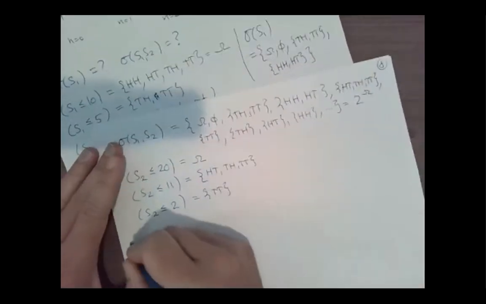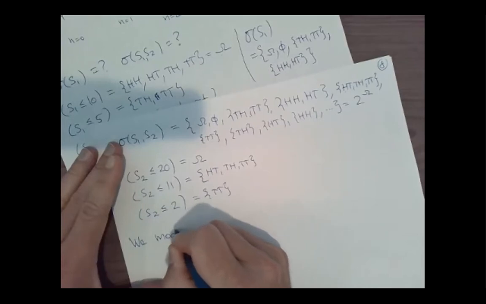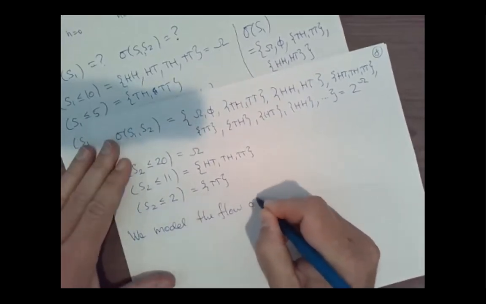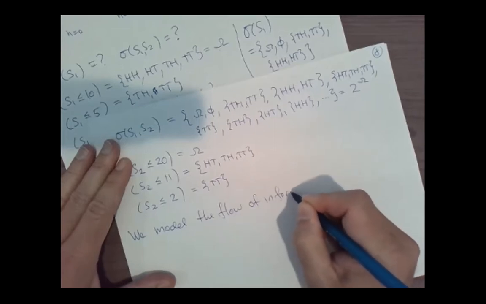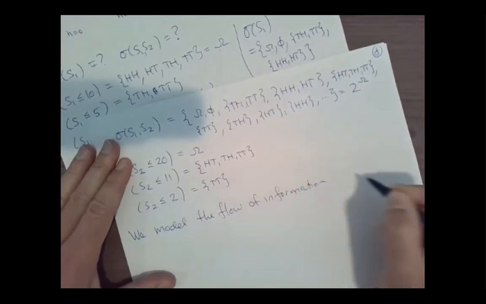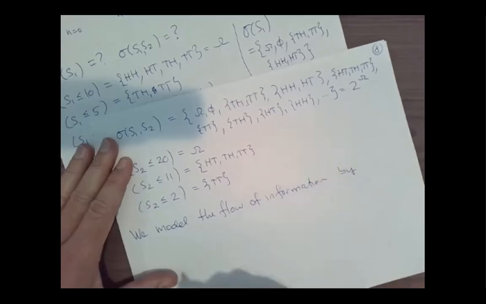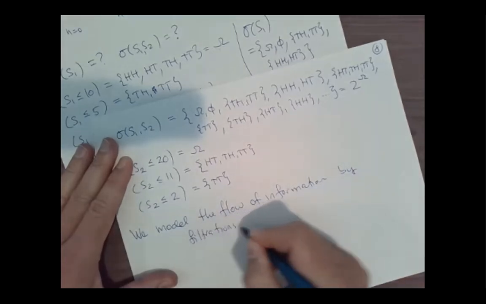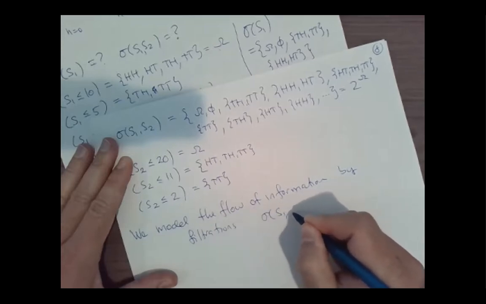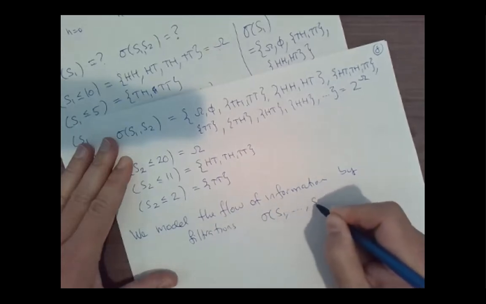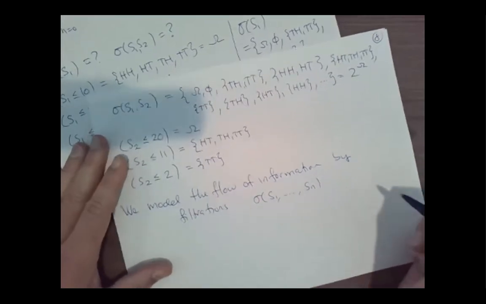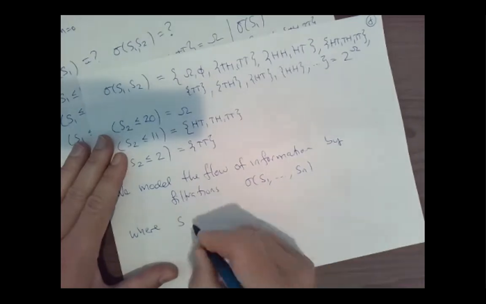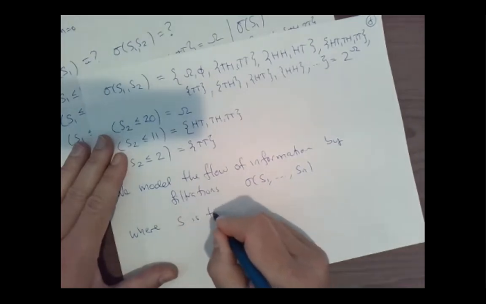So we model the flow of information by filtrations. Where S is the stock price.